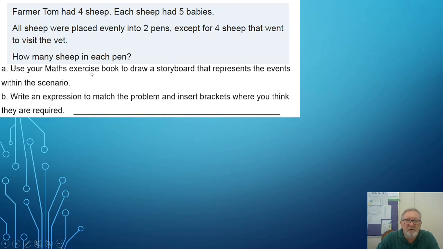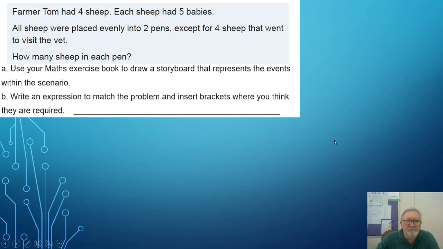Now it suggests that you draw a little bit of a picture, and it says in your exercise book, but if you use the back of a piece of paper or just another sheet of paper, that's fine. So draw a little storyboard. You don't have to worry about drawing fancy sheep. You can just put little crosses or something. 2 pens, the number of sheep that you require. Don't forget the 4 that visited the vet. And then, once you've drawn a picture, see if you can write an expression to match that, and insert brackets where you think they're required. Okay, do that now for me.